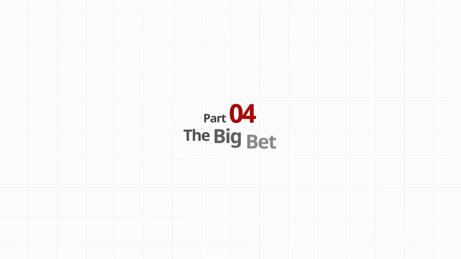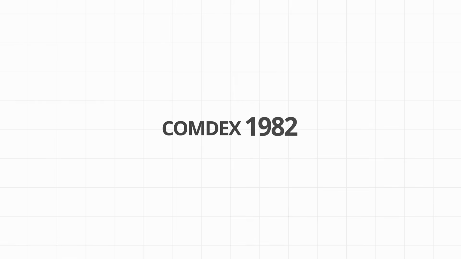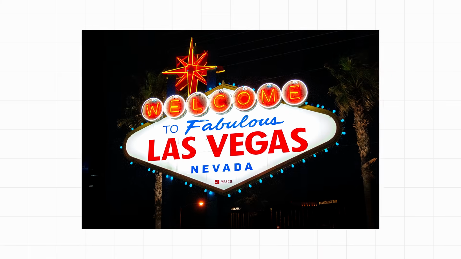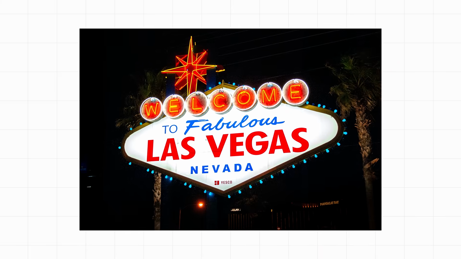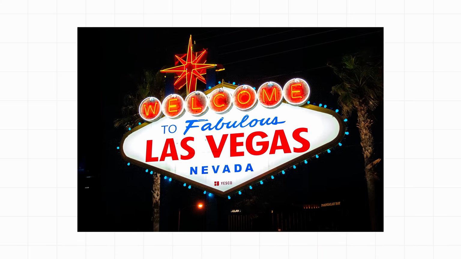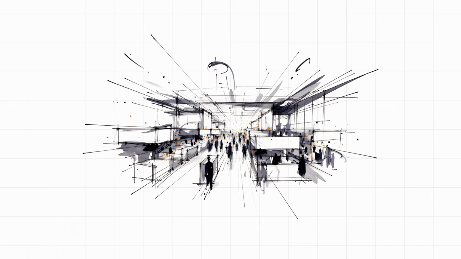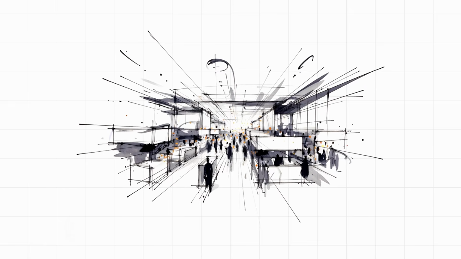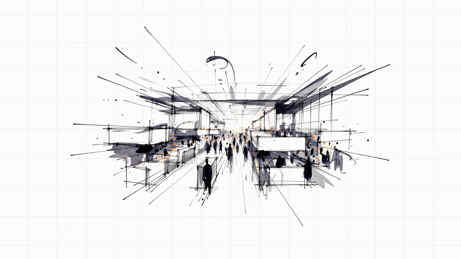Part 4, The Big Bet, Comdex 1982. November 1982, Las Vegas, USA, a city famous for spectacle, risk, and gambling, and perhaps no place was better suited for John Walker and his team's big bet. Comdex was the most important technology trade show of its time, an event where the future of the computer industry was shaped every year in its crowded halls.